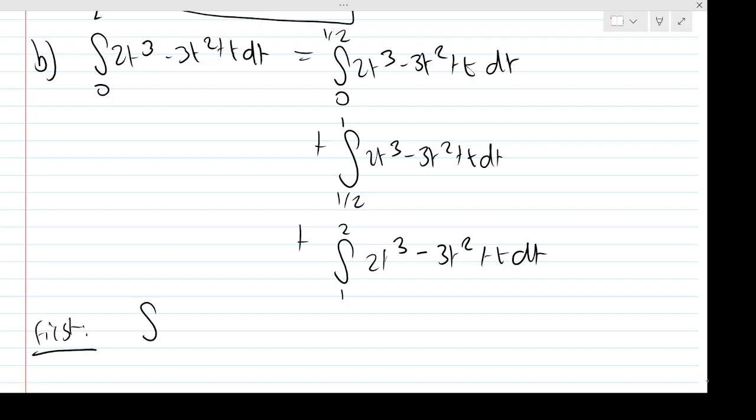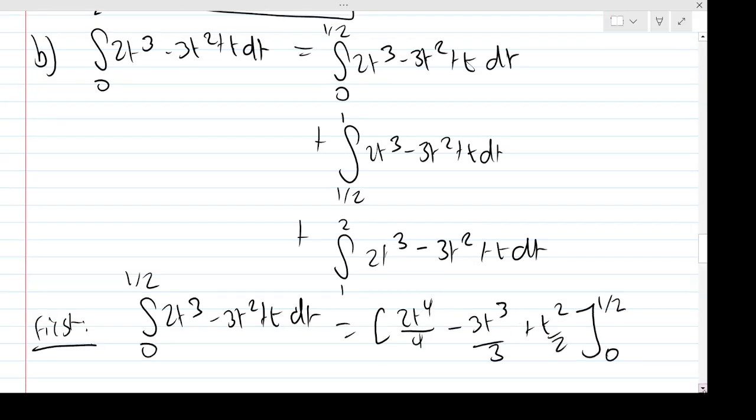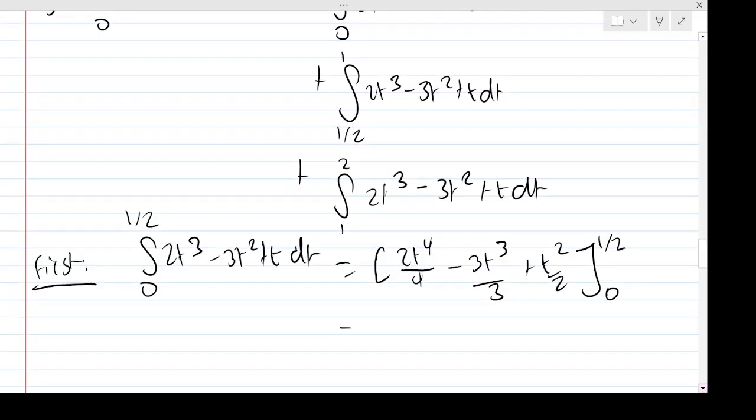So first, from 0 to a half of 2t cubed minus 3t squared plus t dt. So integrating that very quickly, we would get 2t to the 4 over 4 minus 3t cubed over 3 plus t squared over 2 between a half and 0. If we simplify this, we get a half t to the 4 minus t cubed plus a half t squared from a half to 0.